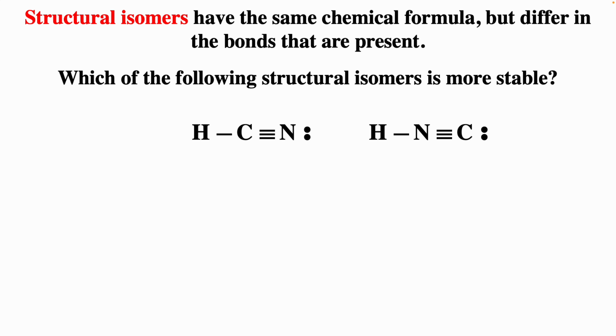And so here we have two more structural isomers. They both contain hydrogen, carbon, nitrogen. This one we have carbon in the center. This one we have nitrogen in the center. Now we could ask which of the following structural isomers is the most stable.